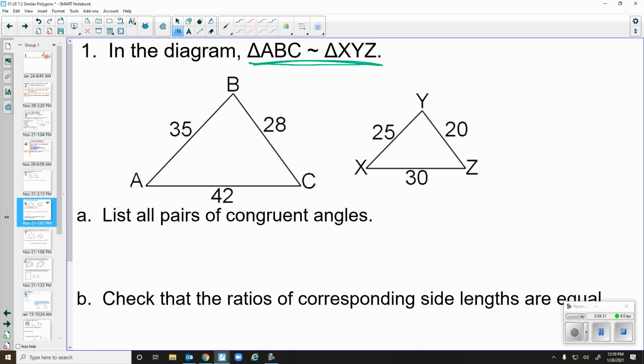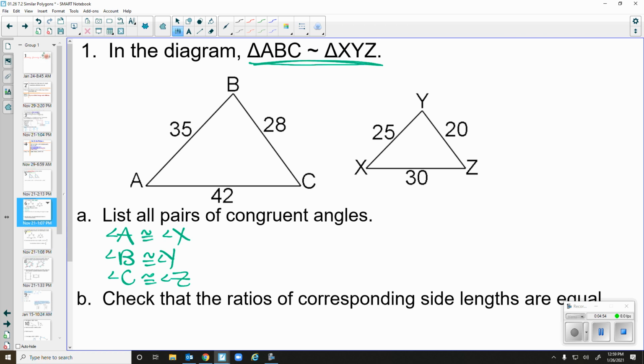First thing, list all the congruent angles. So we have angle A would be congruent to what other angle? X. Angle B is congruent to Y, and angle C is congruent to angle D.